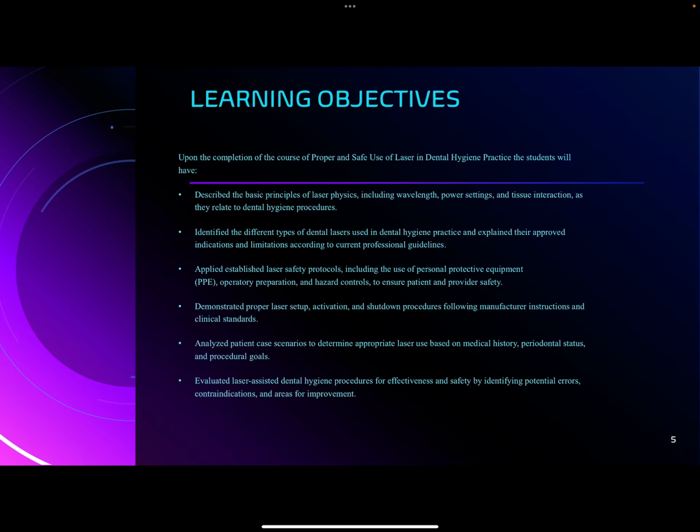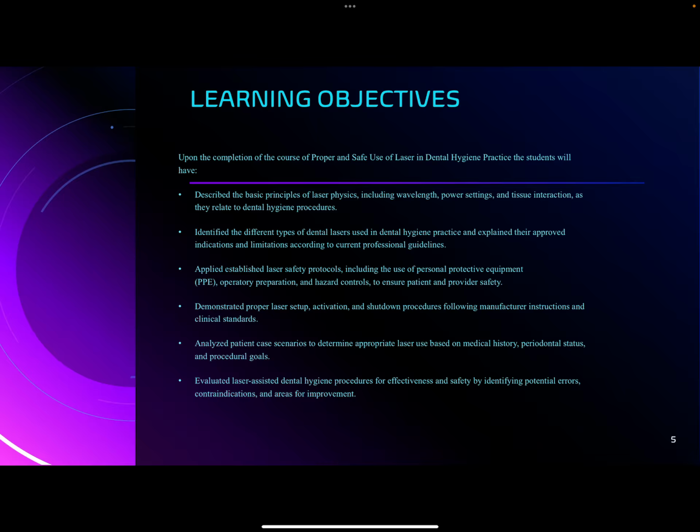Some of the learning objectives that we will get through today: upon completion of the course on the proper and safe use of lasers in dental hygiene practice, the students will be able to describe the basic principles of laser physics, including wavelength, power settings, and tissue interaction as they relate to dental hygiene procedures. You will be able to identify the different types of dental lasers used in dental hygiene practice and explain their approved indications and limitations according to the current professional guidelines.